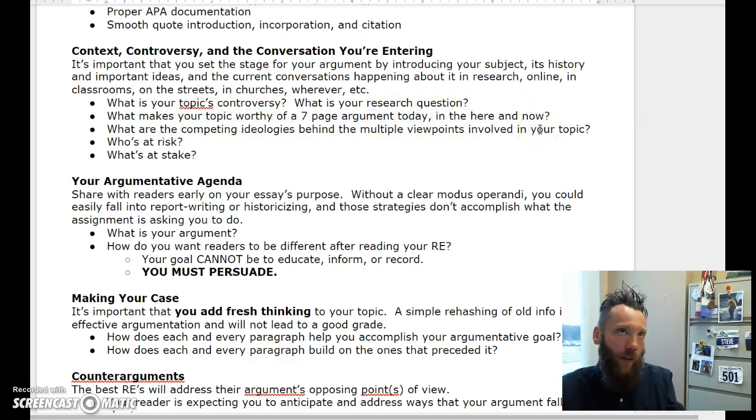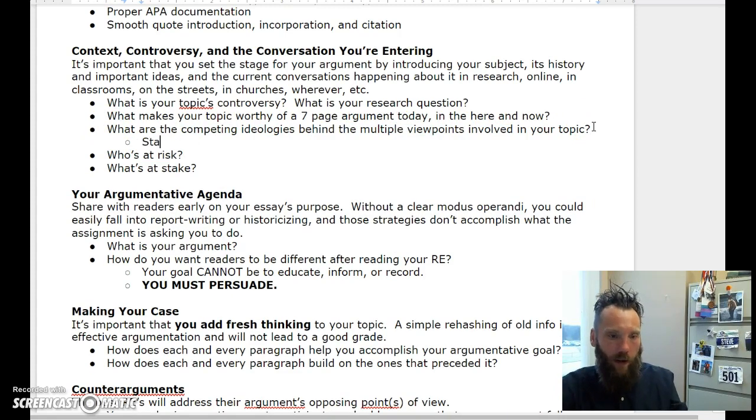You're going to have several smaller assignments that will help you make sure that you're fulfilling those obligations clearly. But the sooner you think about them, the better. Okay, what are the competing ideologies behind the multiple viewpoints involved in your topic? And again, I just want you to stay away from binary thinking.